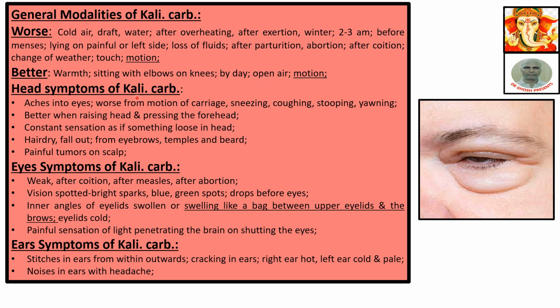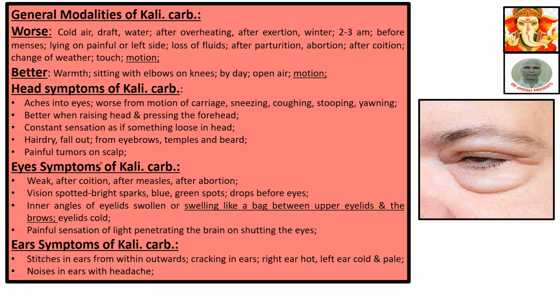Head symptoms of Kali Carb. Aches into eyes, worse from motion and carriage, sneezing, coughing, stooping, yawning. Better when raising the head or pressing the forehead. Constant sensation as if something loose in head. Hair dry, falling out from eyebrows, temples, beard. That is hair falling out from these portions.